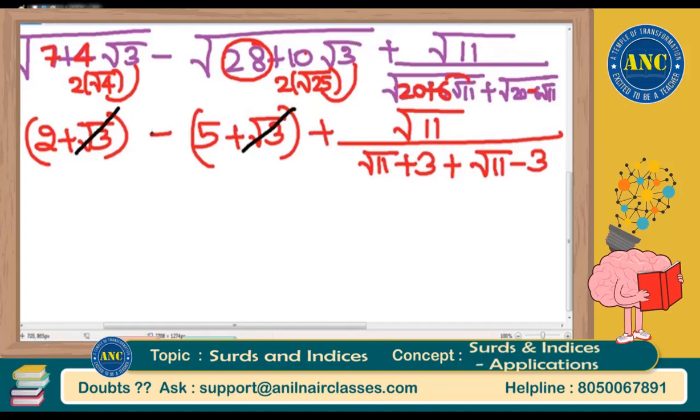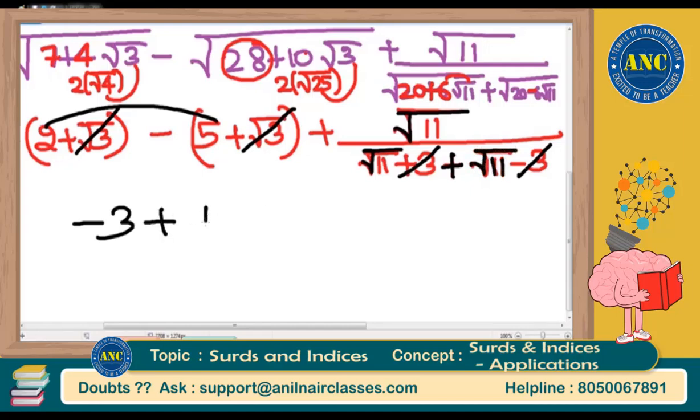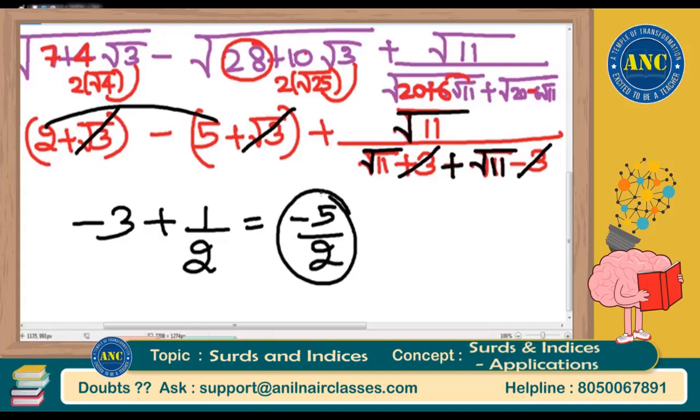Plus root 3 minus root 3 cancels. 2 minus 5 is minus 3. Root 3 minus 3 cancels. Root 11 divided by root 11 plus root 11 is 2 root 11. Root 11 divided by 2 root 11 is 1 by 2. From minus 3, if I remove half, I will be left with minus 2.5, which is my final answer. Only 2 steps I am taking, right, sir?